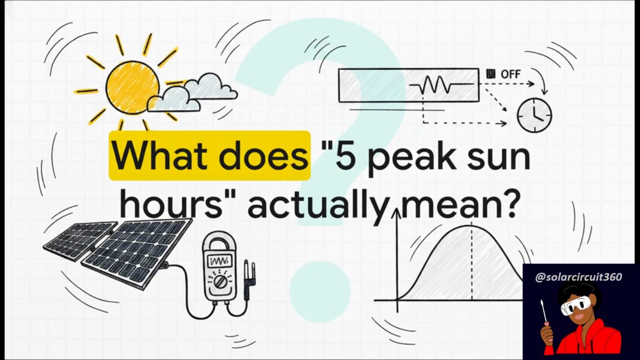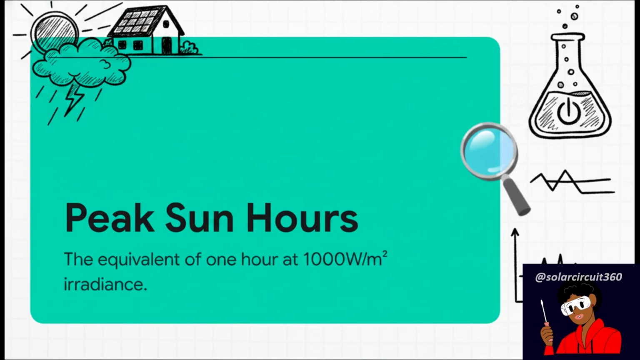Obviously not. The true definition of a peak sun hour is actually highly specific. It's the equivalent of exactly 1 hour at 1,000 watts per square meter of irradiance. Now, I want to emphasize that this is a strict laboratory test condition. It's purely an energy equivalent used to rate panels in a perfectly controlled environment. It is absolutely not a guarantee of literal, continuous hours of perfect sunshine hitting your roof out in the wild.